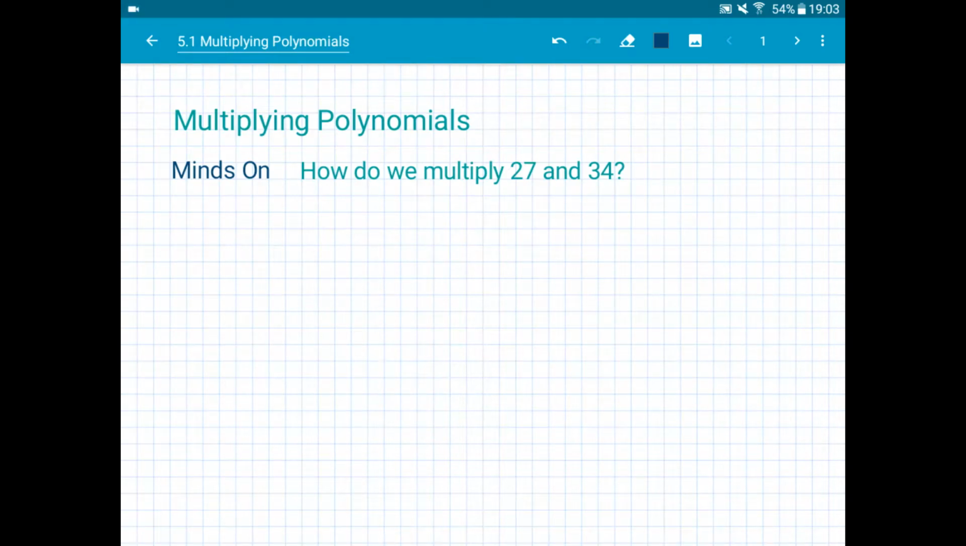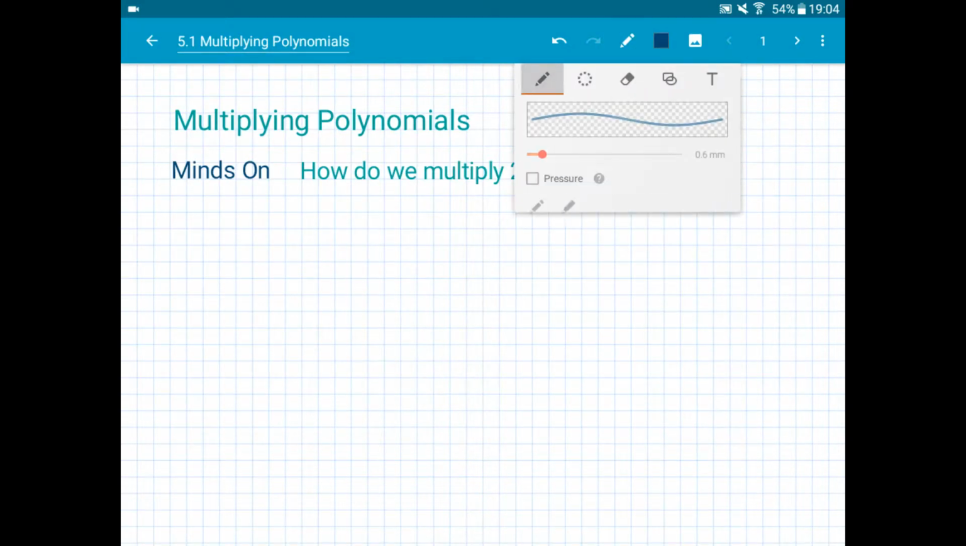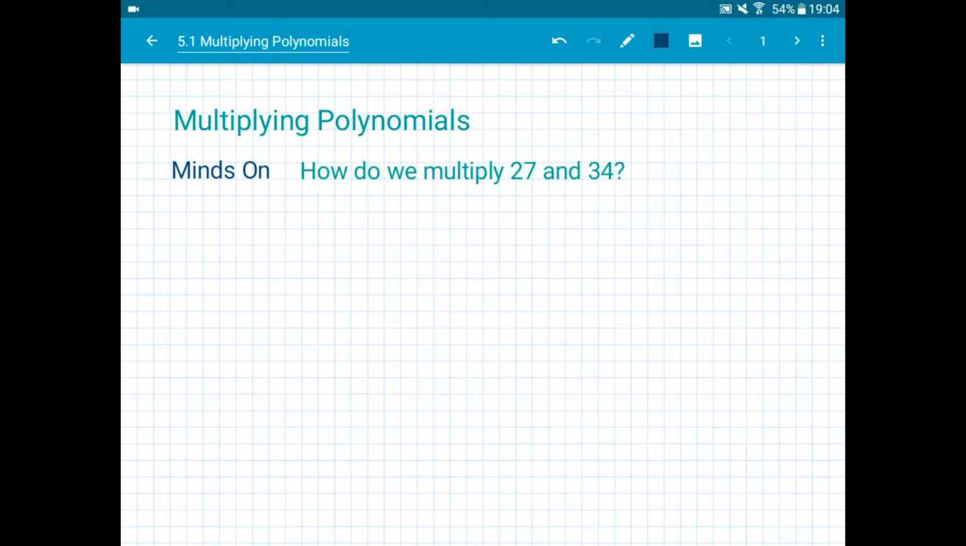So today we're going to be looking at multiplying polynomials. In order to really understand what we're doing when we're multiplying polynomials, I thought we'd come back to the idea of just multiplying numbers. Remember that variables just stand in for numbers. So whenever you're doing a question with variables, if you know how to do it with numbers, you probably can figure out how to do it with variables as well.